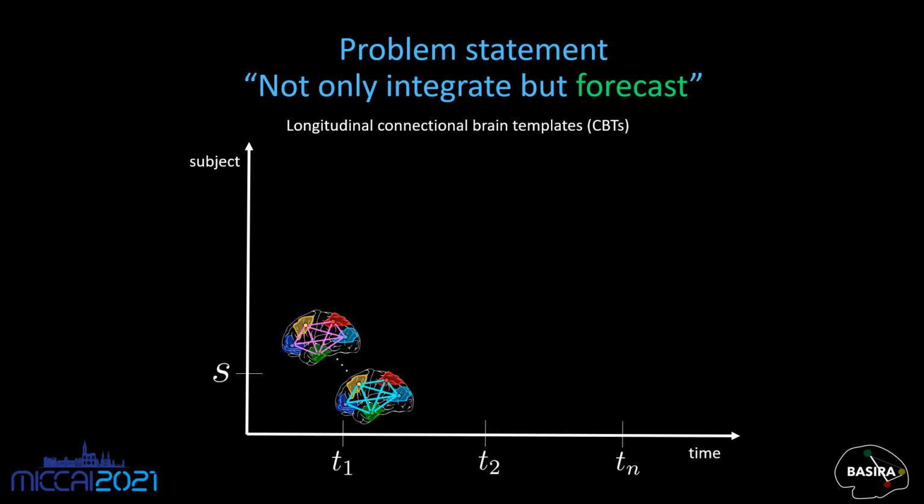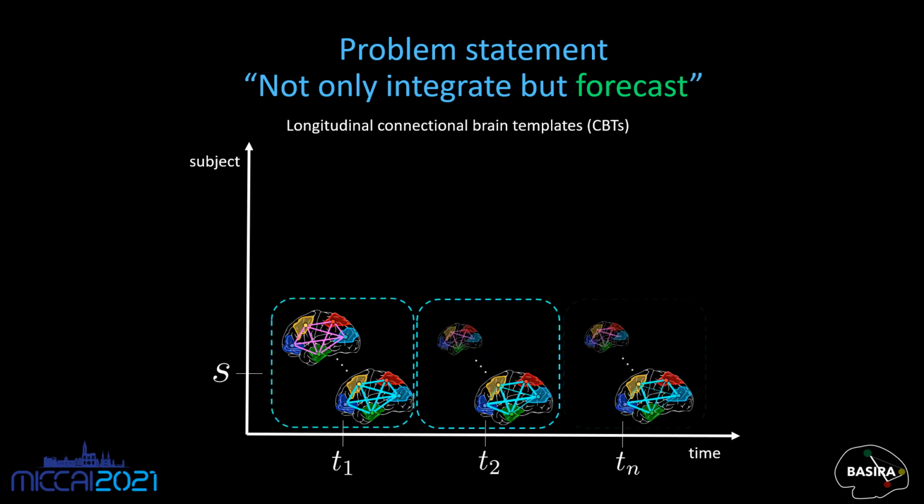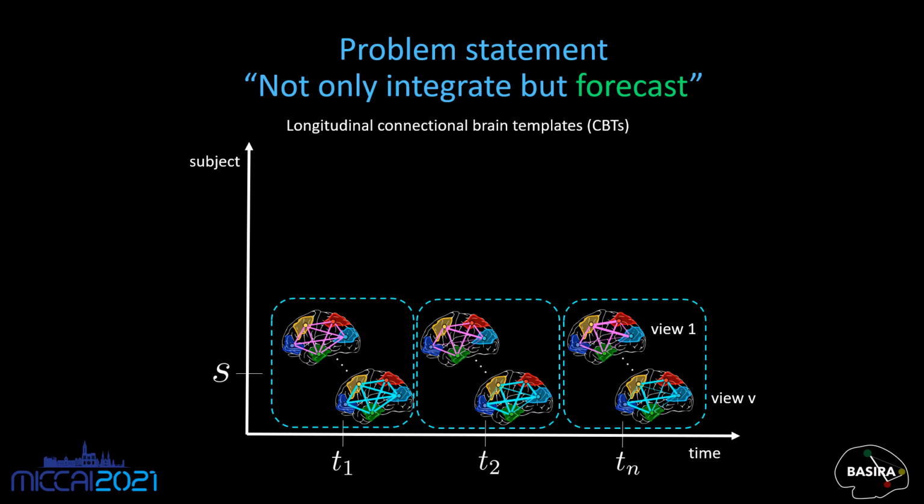However, our main problem is not only to integrate but forecast. Let us have a subject S on a specific time point t1. Since the brain connectivities are dynamic, it might change over time, particularly in certain diseases such as Alzheimer's. When we have multiple time points for each subject in a population, we define this as longitudinal brain multigraph population, and we can integrate them into longitudinal CBTs using an end-to-end model.